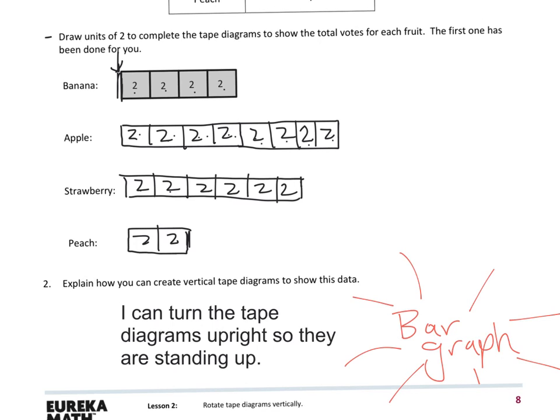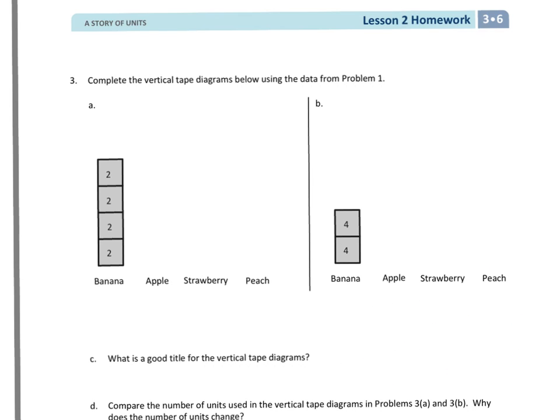So let's take a look onto page 2 of our homework. And on page 2, we see that we're going to have to make these tape diagrams vertically. So it says for 3, complete the vertical tape diagrams below using the data from problem 1. So I'm going to pull in the data from problem 1 so that way we can glance at that one and kind of get an idea of what we need to do.